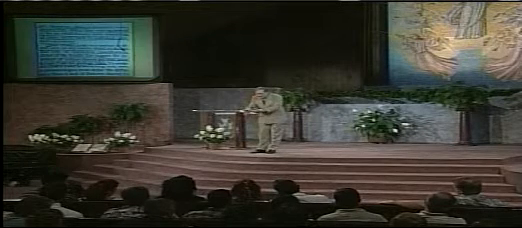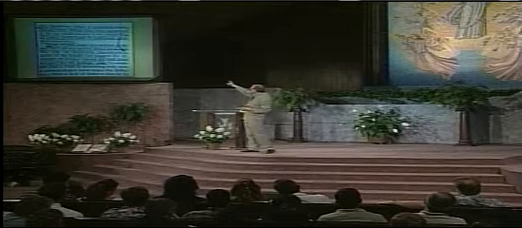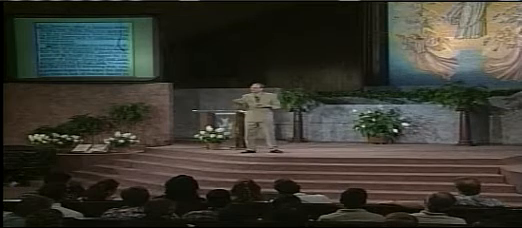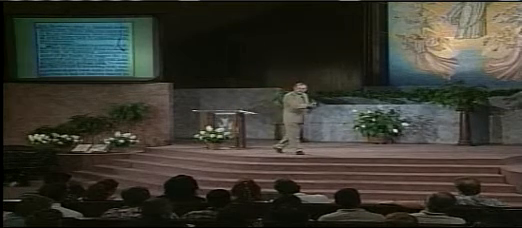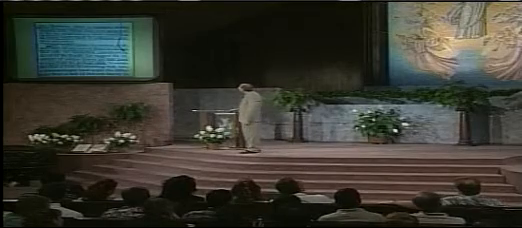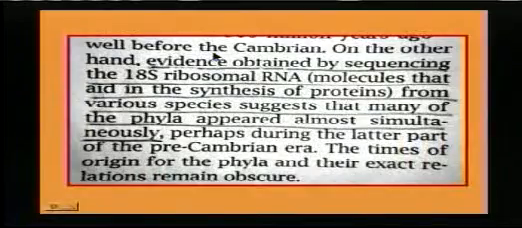So here you go, up, up, up, more and more. That's what science teaches. He says, no, we don't have an evolutionary tree, we have an evolutionary lawn. Everything's there at the same time. It says such stories point to serious problems with all arguments about evolution that rely on taxonomic classification.